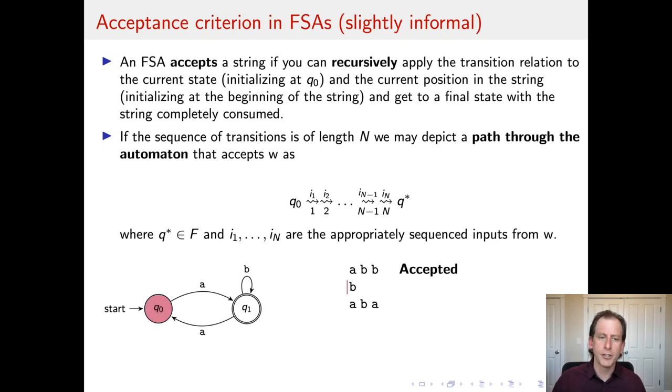Example 2, the string B. Here we're in the start state Q0, and the next thing ahead of us is B. There's no outgoing transition from Q0 that has a label B. So immediately this string is rejected.